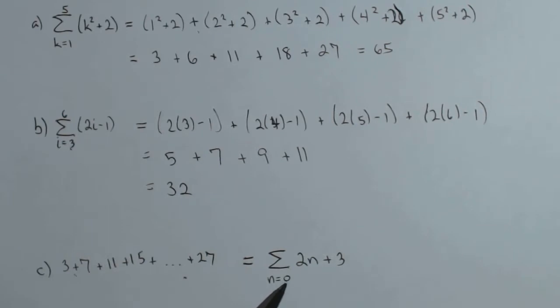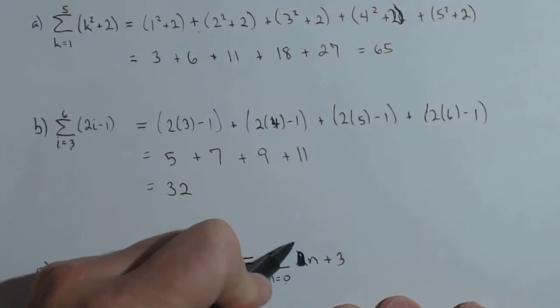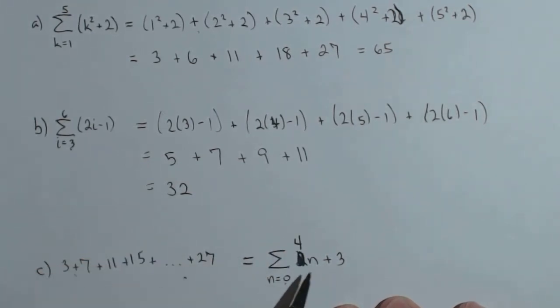Well, with this that I built, I've got to figure out what I want my bottom index to be. Well, I want to start at 0, because when n is 0, that's when this thing comes out to 3. When n is 1, I get, oh, excuse me, it's going up by 4 each time. My mistake. So the term is 4n plus 3. And when n is 1, we get 7. When n is 2, we get 8 plus 3 is 11. When n is 3, we get 15.